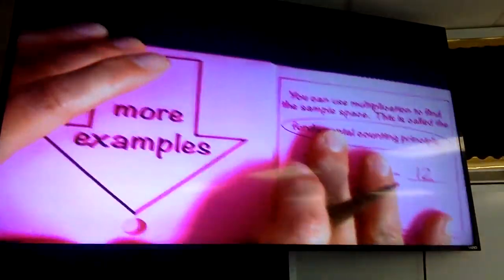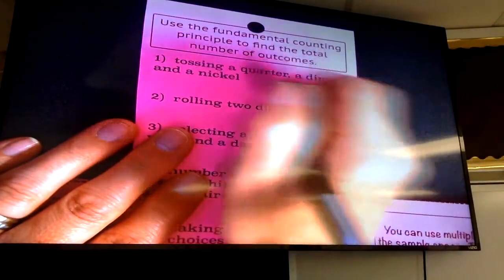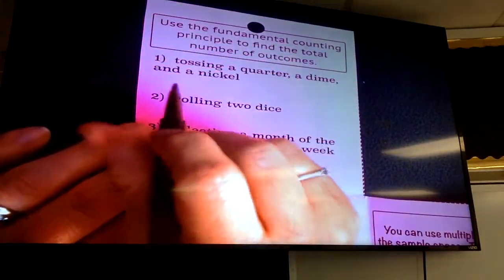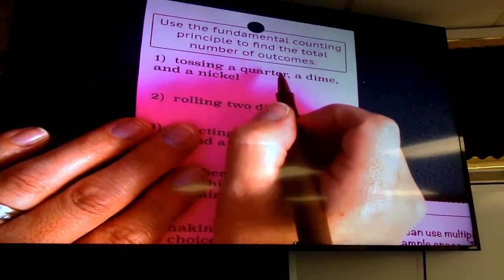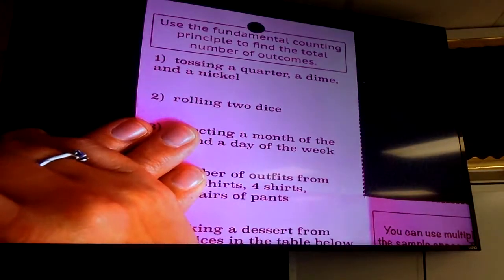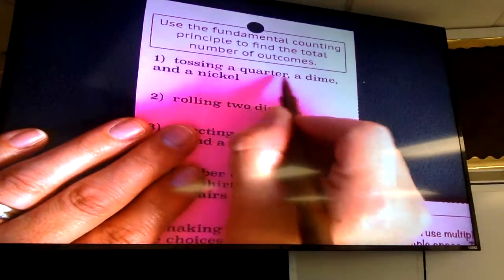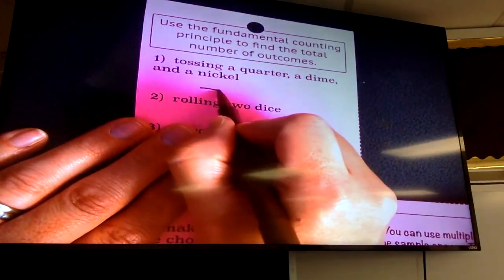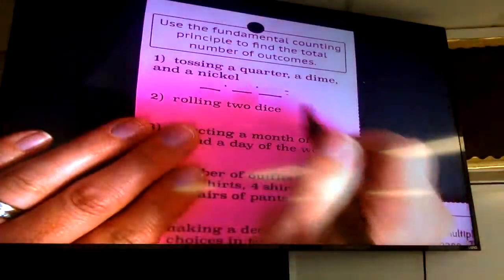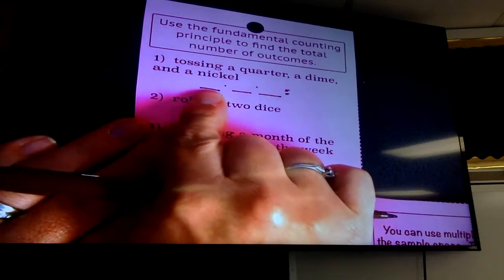Now, let's try some more examples. It says, use the fundamental counting principle to find the total number of outcomes. So total outcomes is what I'm finding. Tossing a quarter, a dime, and a nickel. When I use the fundamental counting principle, I ask myself, how many events am I doing? I'm doing 3 here. So I'm going to make 3 lines with a multiplication sign in between and an equal sign at the end. And then I go through each of the 3 events.